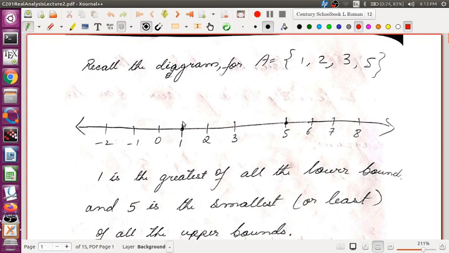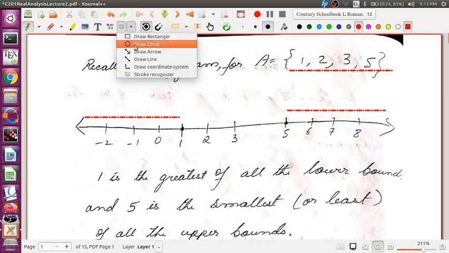This diagram, I was explaining this diagram. So this is the set A equal to {1, 2, 3, 5}, which is a finite set. For this set, 1 is a lower bound, 0 is a lower bound, anything less than 1 is a lower bound, that I had explained. Anything less than 1 is a lower bound, anything greater than 5 is an upper bound, right?